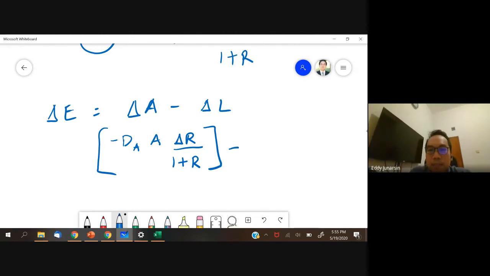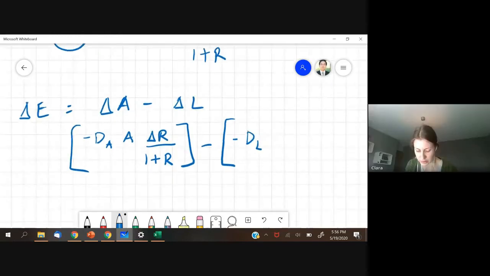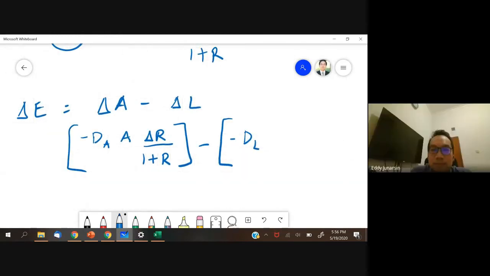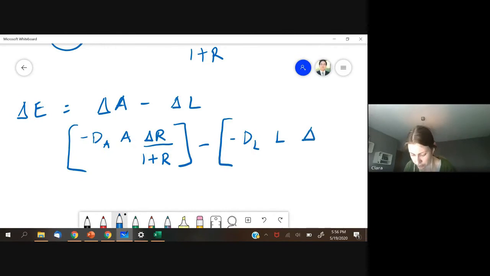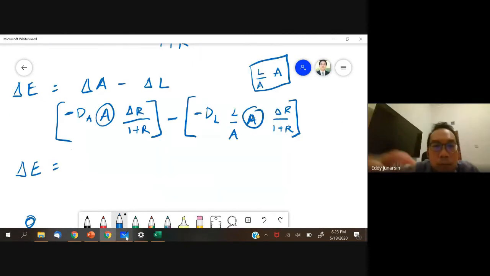Minus, what is it? Tell me, what is it again? Minus duration of liabilities multiplied with the liabilities, multiplied with the change in interest rate divided by 1 plus original interest rate. You see here, because they're the same here, firstly we'll take them out.